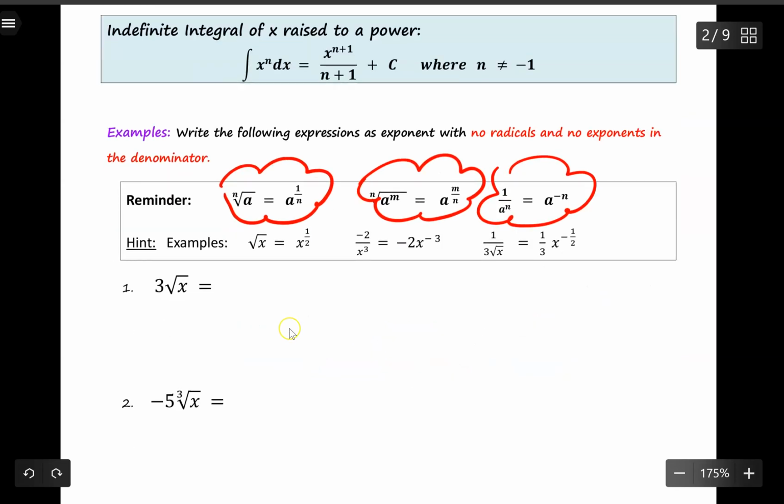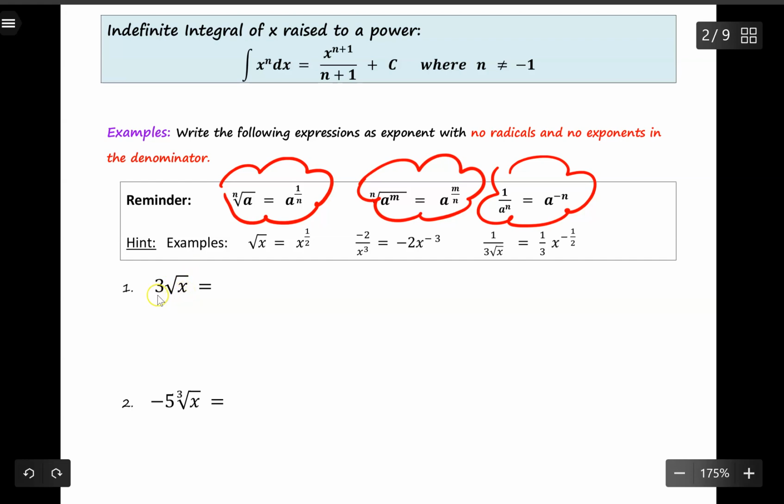Alright, so that gets started. So you have 3 times the square root of x. This one is pretty simple, right? The square root of x is to the exponent 1/2. We all know that. So this number 3 here is a coefficient multiplied by the square root of x.